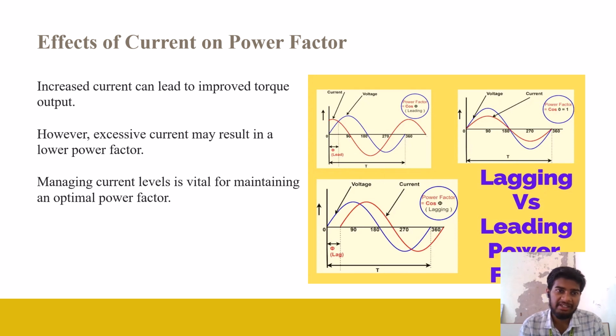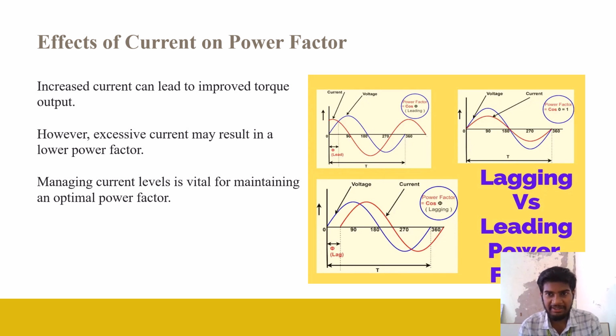Increasing the current can lead to improved torque and output. When there is an increment in current flow, then we can see improved torque output. However, excessive current may result in a lower power factor. Managing the current levels is vital for maintaining an optimal power factor.